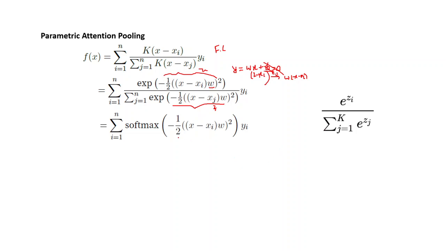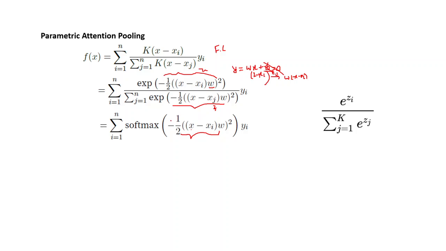And now if you look into this part, minus half (x minus xi) into w whole square. If you look at this part only, you can call it a function of x and xi. So why are we not considering w? Because w is something that we are adding in order to make this learnable. We are actually making it pass through a fully connected layer. So we are not considering w here. The factors that we are considering are x and xi.